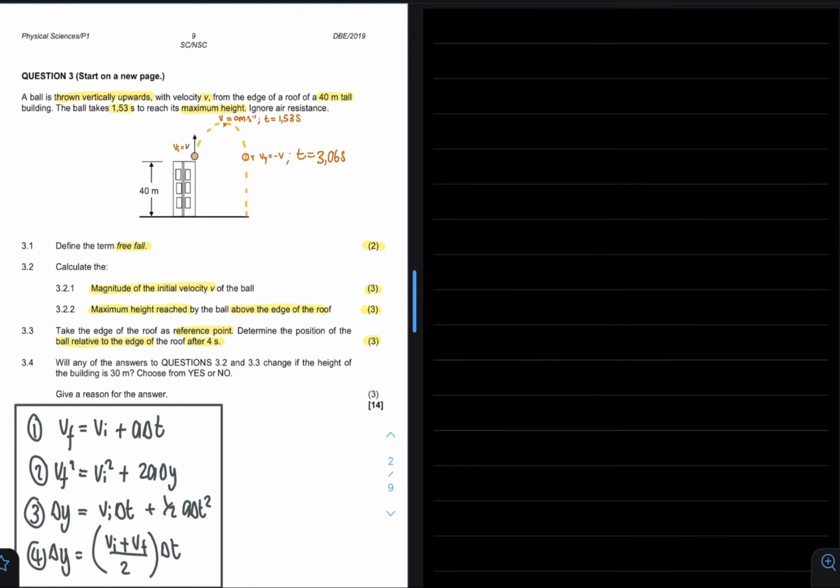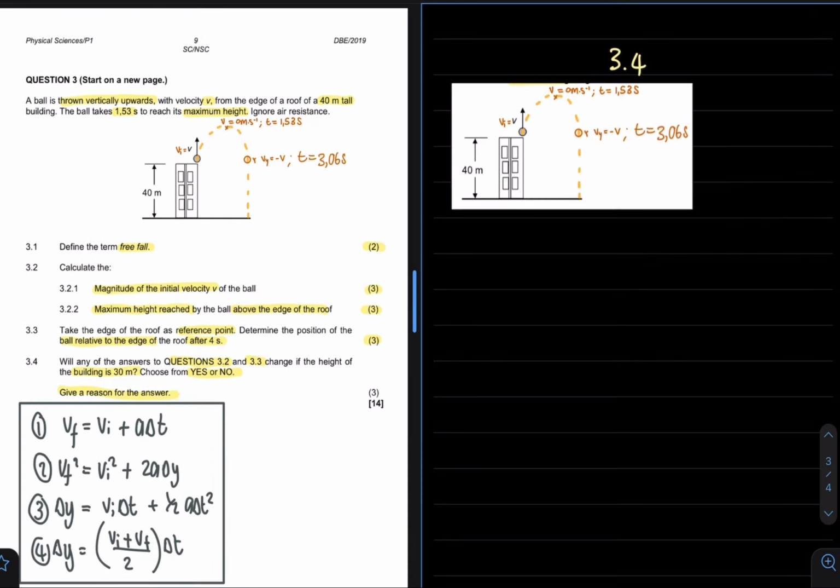3.4 says, will any of the answers to question 3.2 and 3.3 change if the height of the building is 30 meters? Say yes or no and give a reason for your answer. The answers that we calculated in 3.2 and 3.3 are independent of the height of the building. So even if this height is changed to 30 meters, it will not affect the height reached by the ball or any of the other answers.